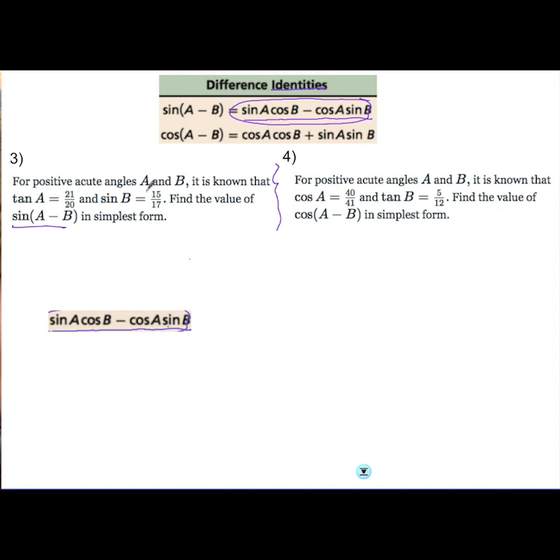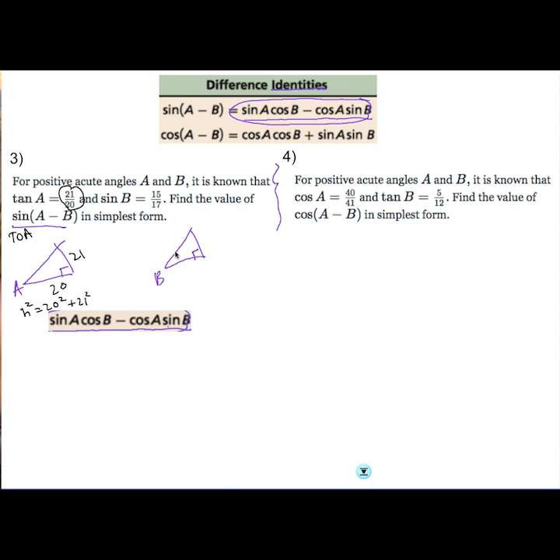I'll call this one A and this one B. These are right triangles, not drawn to scale. For A, tangent of A is TOA, opposite over adjacent. I'm going to have to find this side right here. This is the hypotenuse. What do I do? I take hypotenuse squared equals 20 squared plus 21 squared.